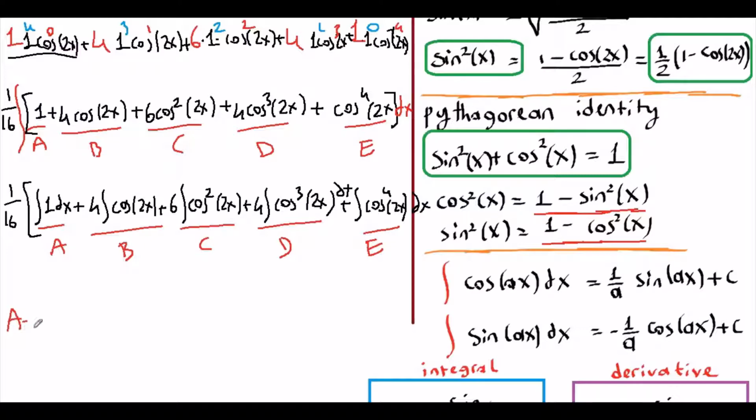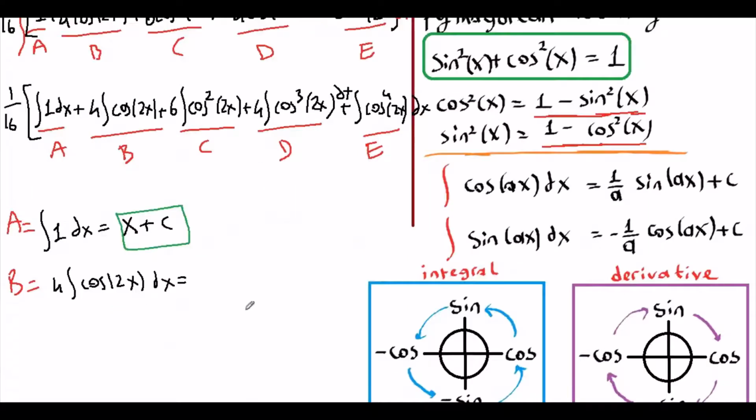Our integral A is the integration of 1 with respect to x. Antiderivative of 1 with respect to x is just x. So we're done with the integral A. Let's continue with block B. Our block B is 4 times cosine of 2x.